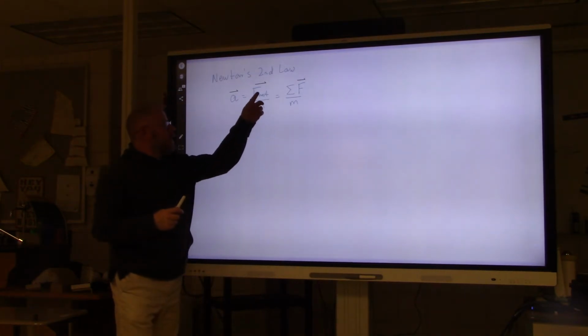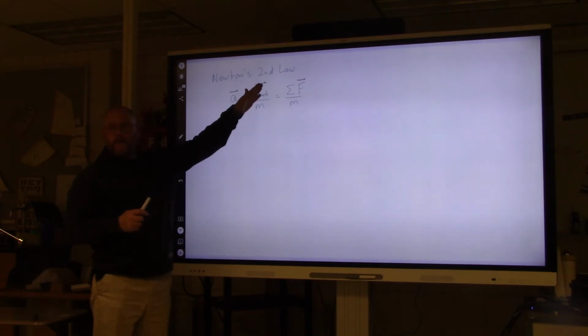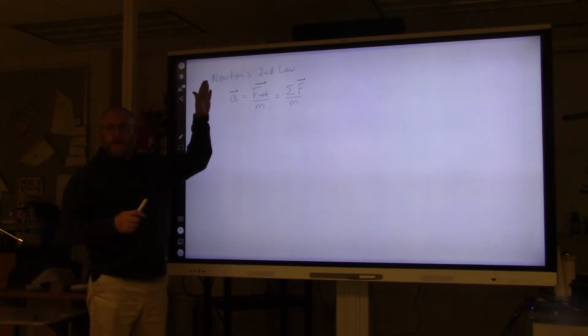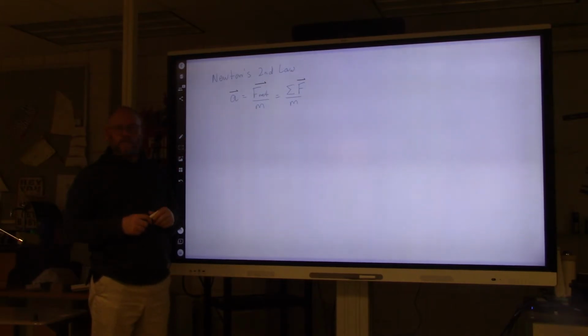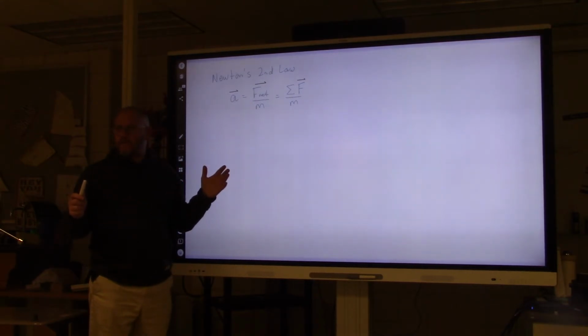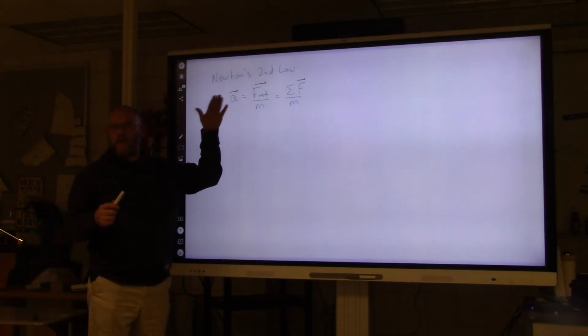And it also says these are linear relationships, because this is to the 1 and this is to the 1, which means if you doubled your unbalanced force, you double your acceleration. If you doubled your mass, you'd get half the acceleration. Is that cool? So this is Newton's second law, and it's kind of a big deal. We're going to use it as our framework moving forward.